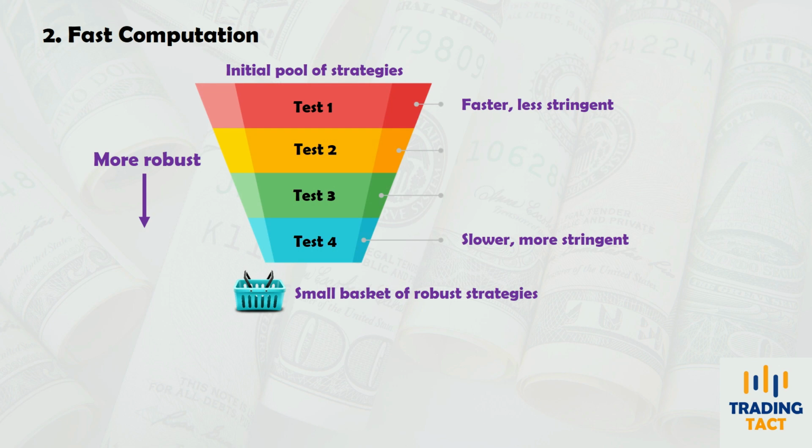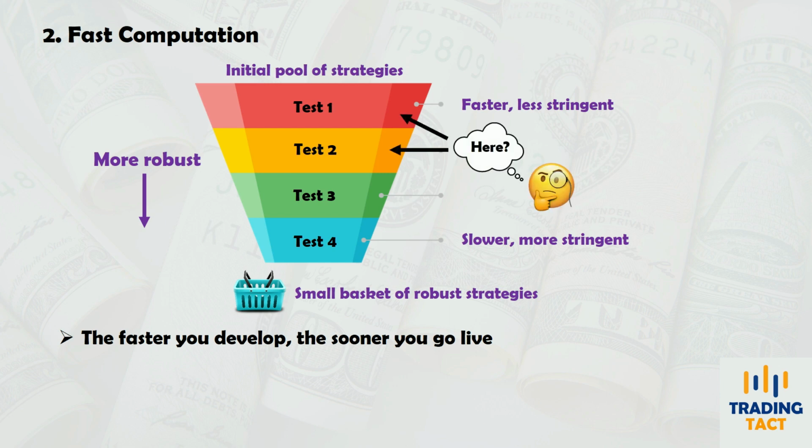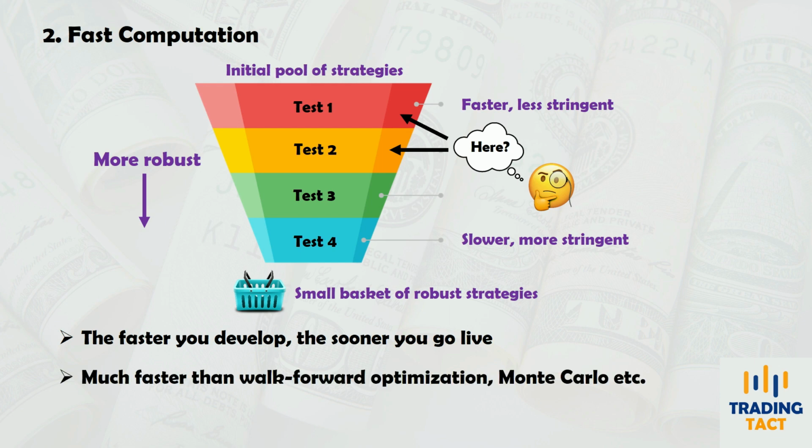Short computation times. As much as possible, structure your workflow such that the fastest tests are performed first. This can save you a huge amount of computation time if you're evaluating a large pool of potential strategies. The faster your strategy development, the sooner you can trade with real money. Multiple timeframe backtesting is very efficient and is a great choice for an early robustness test, before other popular but more stringent robustness tests like walk-forward optimization and Monte Carlo simulations. Unlike backtesting on multiple markets, you also won't need to download additional data.